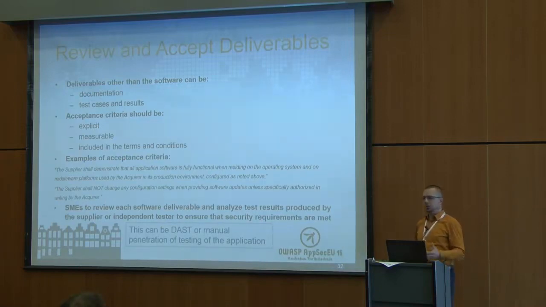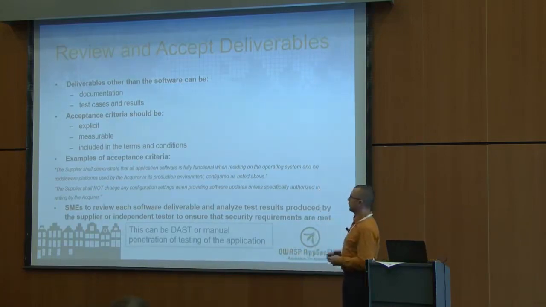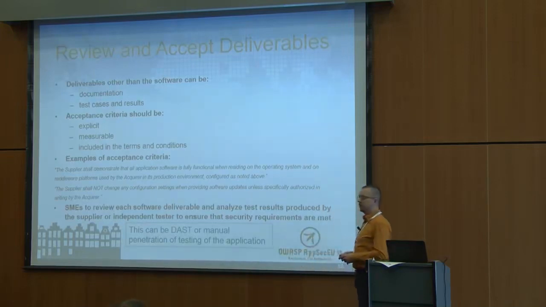And eventually, when you want to accept such deliverables, you have to make sure the criteria for doing that are explicit and measurable, so you can clearly say, yes, this is something I'm willing to accept. And they're included in the terms and conditions of the contract. So here's an example of acceptance criteria with a lot of shall and shall not about the functionality of the software in a certain configuration of operating system and middleware.